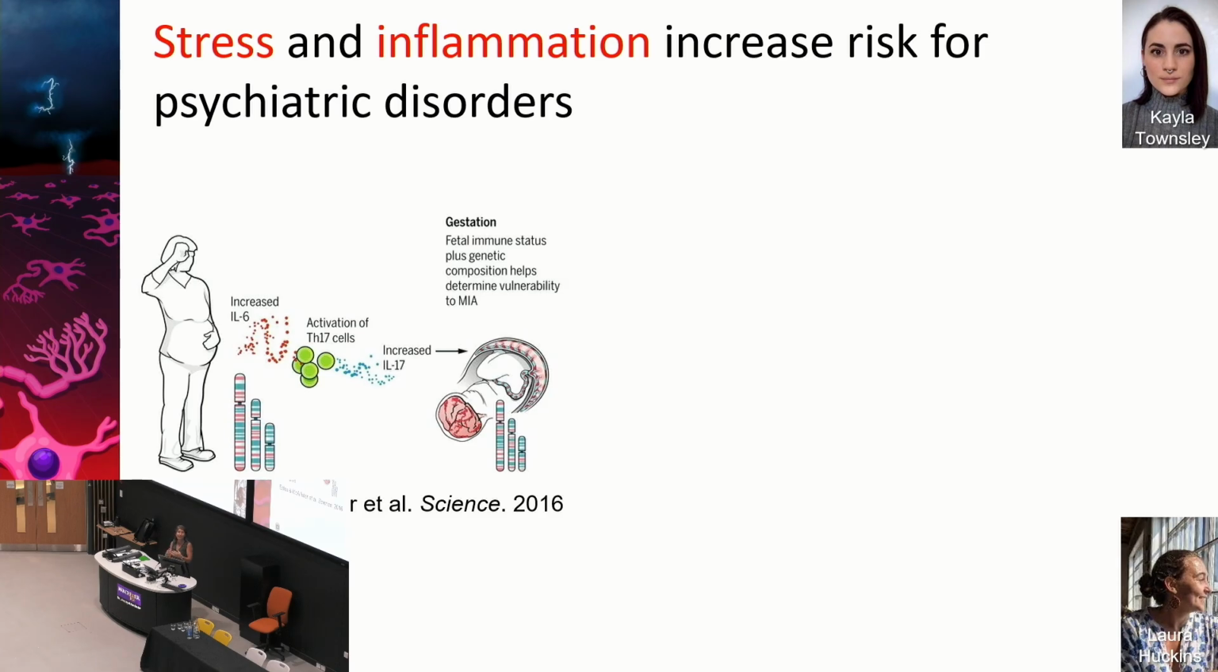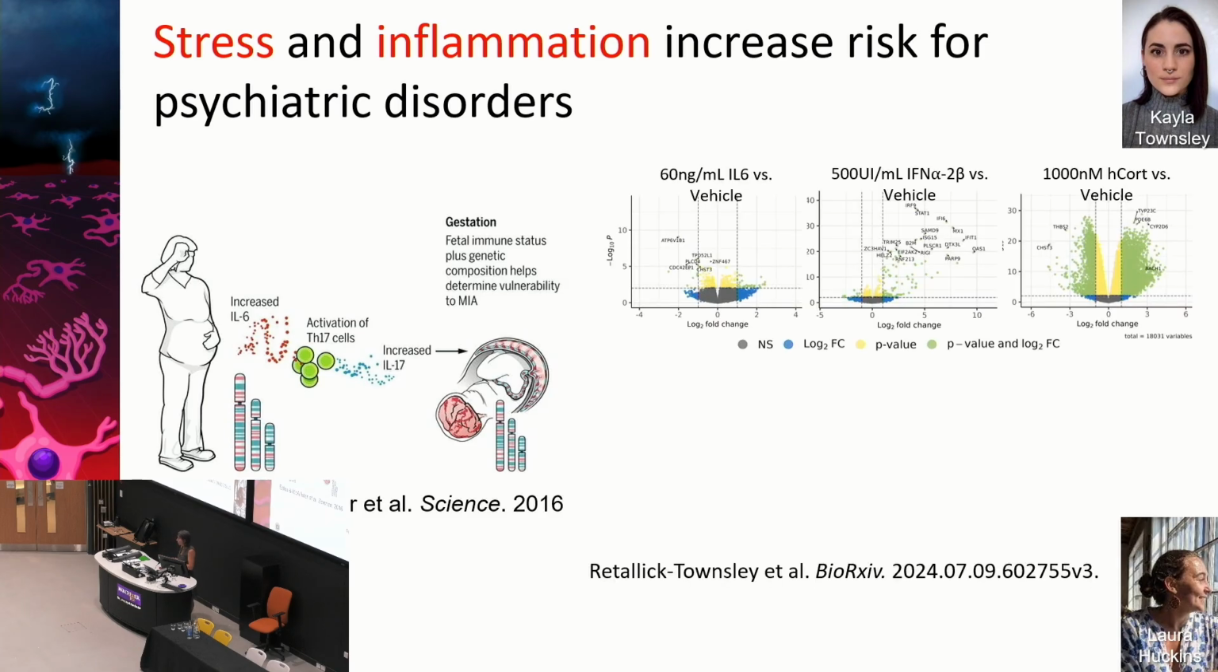And so we wanted to ask how inflammatory cytokines might mediate this. We use 3 stressors in a dish. We chose IL-6 because it is thought to be one of the mediators of maternal inflammation. It accumulates in the placenta and is thought to cross the blood-brain barrier. We use interferon because it's a fetal cytokine. And so we wanted to see how the fetal cytokines might impact gene expression in the brain. And then our high-dose cortisol is a benchmark.